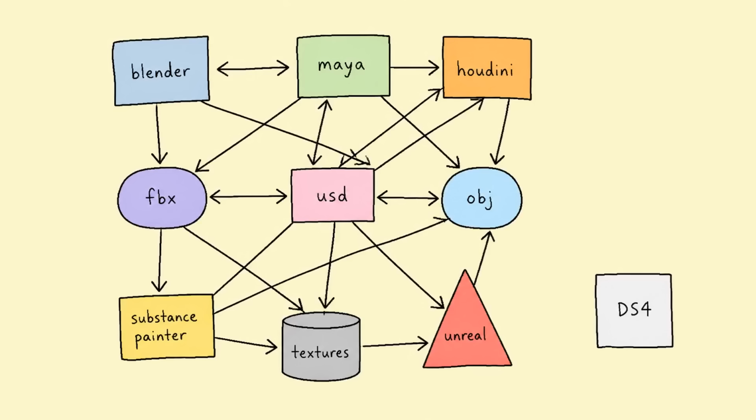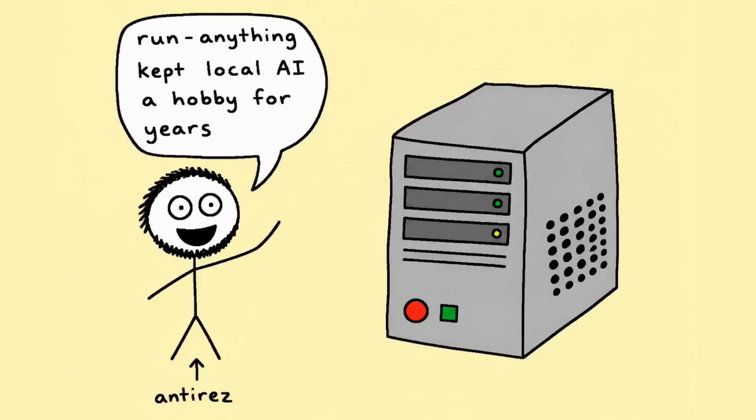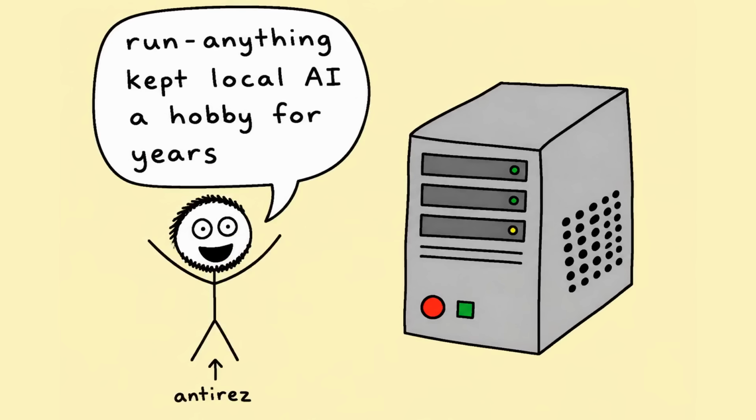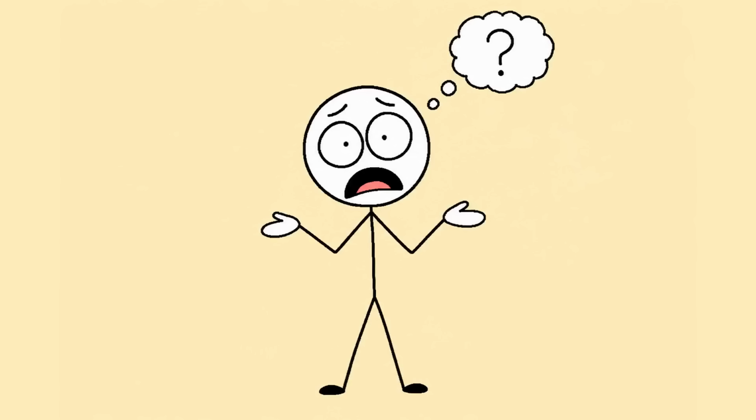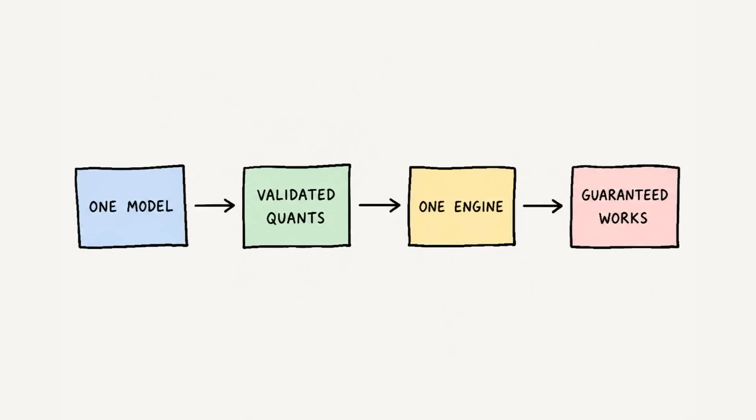Fair complaint, honestly. But Antirez's argument is sharper, and I think he's right. The reason local inference has stayed a hobby for years is exactly that run-anything model. You can load any model in any quant on any backend, and nobody can tell you whether the output's any good. The quality's just undefined. You're guessing. So by owning the whole pipeline, one model, one set of validated quants, one engine, he can actually guarantee the thing works as well as it claims.